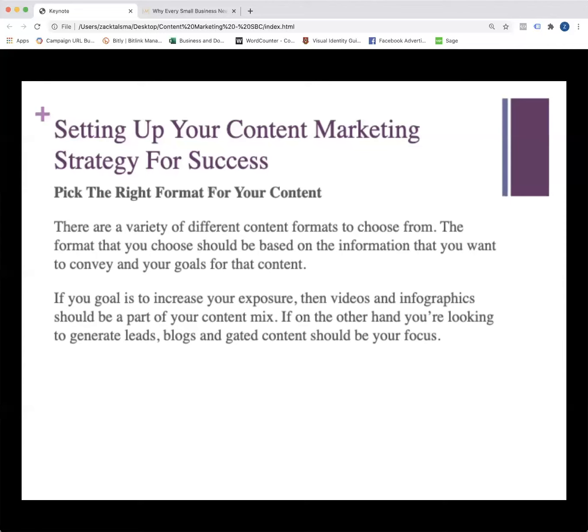So if your goal is lead generation, videos aren't as good for that because there's no links in them to get people to take the next step. Or a blog post, you can include a link to download a piece of content, to contact you, something like that. Whereas the video is more shareable and is probably going to do better for brand awareness. And as I said there, if your goal is to increase your exposure, videos, infographics, content like that is going to be your best format. If you're looking to generate leads, blogs, gated content, those sort of things are going to be your best bet.